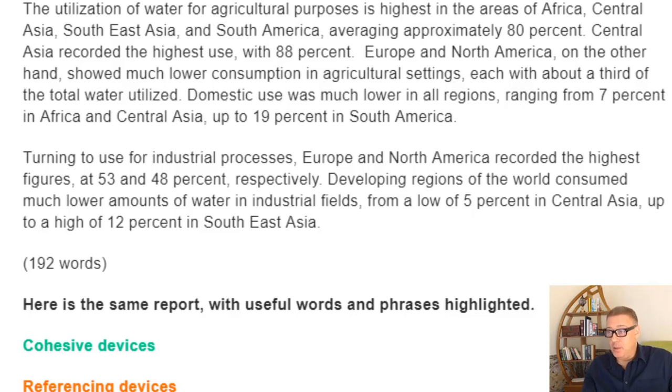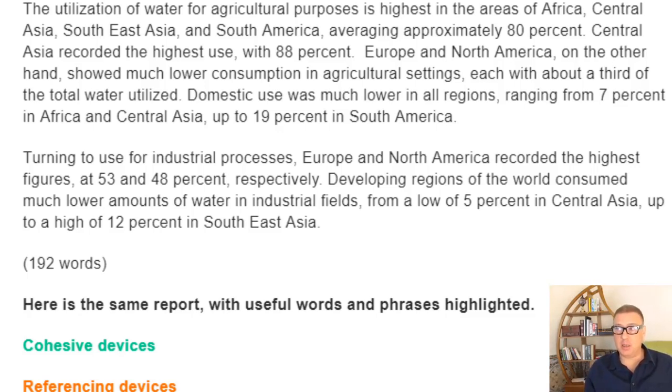So turning to use for industrial purposes, Europe and North America recorded the highest figures at 53 and 48% respectively. I could have said at around a half each. That would also be fine. Developing regions of the world consumed much lower amounts of water in industrial fields, from a low of 5% in Central Asia up to a high of 12% in Southeast Asia. So again, I've given this range of 5 to 12%, and they're all within this range.